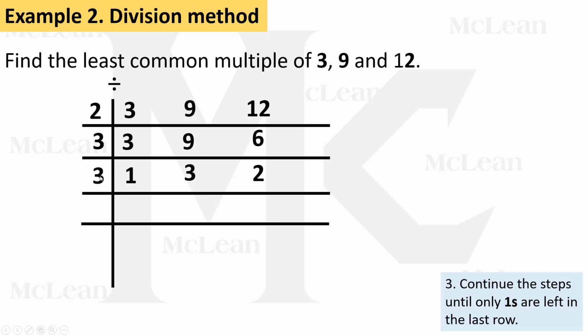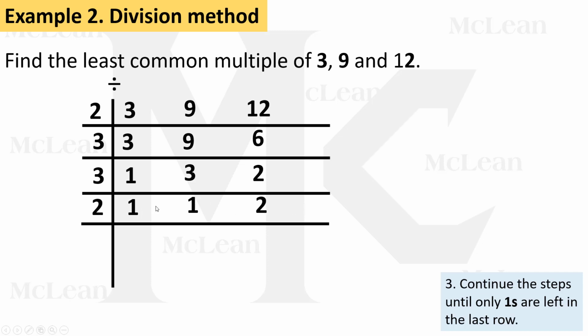Move along. We continue using 3. Can 1 be divided by 3? No. So we bring the 1 down. Can 3 be divided by 3? Yes. 3 into 3 gives you 1. 3 times 1 is also 3. Can 2 be divided by 3? No, we can't. So we bring the 2 down. We are not done as yet. All these numbers have to be 1s. What number can we use here?